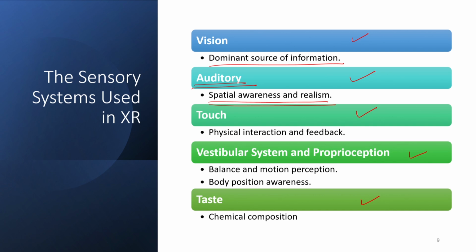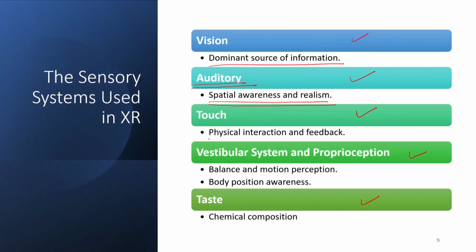Some VR systems may deal with touch. For instance, many of these modern headsets come with controllers, and these controllers will often give you haptic feedback such as vibrations. So, this kind of physical interaction and feedback is also part of typical VR systems. Some VR systems may even give you a sense of taste, and there the chemical composition is mimicked, so that you get a taste that you would get in the real world.